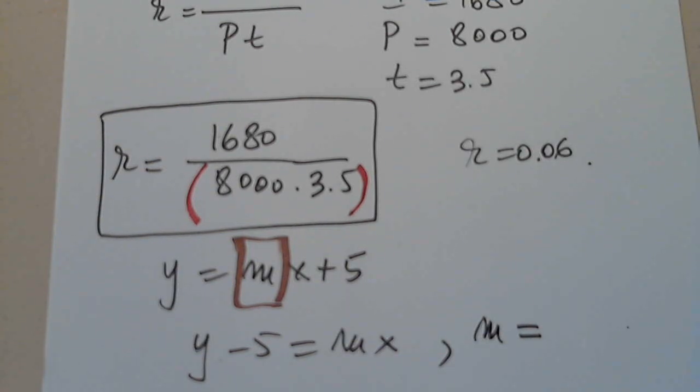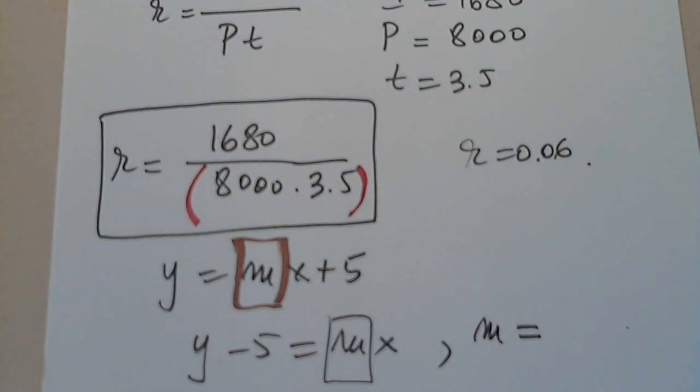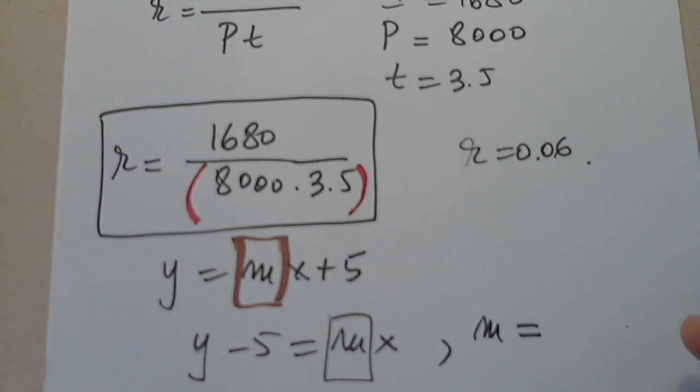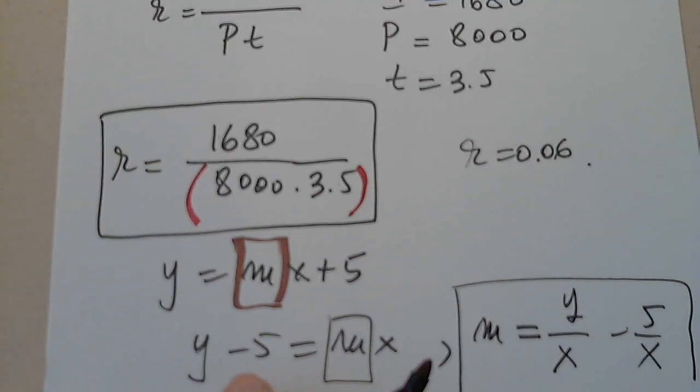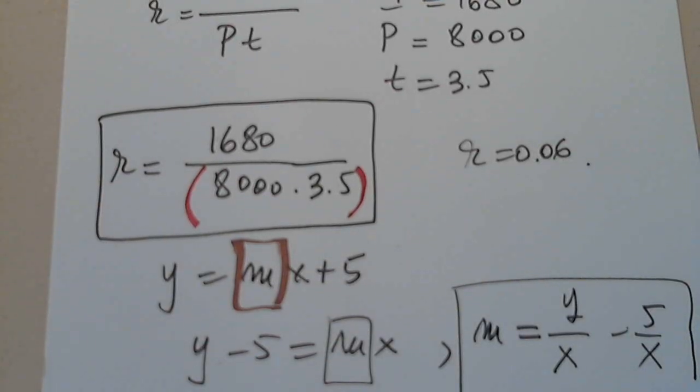What do we need to do next? We're solving for m. What will be? Yes, by? mx. Yes. Y divided by x minus 5 divided by x. I divided each term. Y divided by x is this. The next term divided by x is this. And mx divided by x is this. And I solved for m. Very good. Awesome.